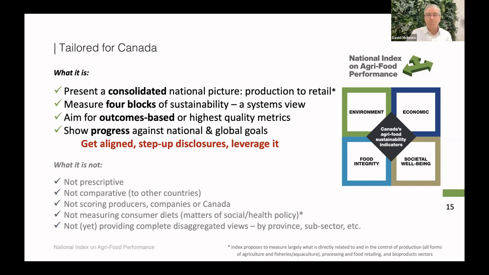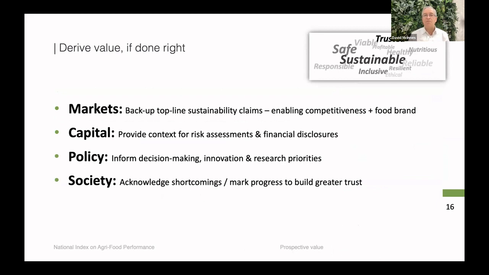So that's the overview. But if it's done right, having better data and benchmarking and being transparent and credible is a way to provide value, whether to the marketplace in terms of backing up sustainability claims, which is important for competitiveness in the Canada food brand. If you think of that map I showed earlier, it's also useful in the capital markets to help provide greater context for risk assessments. It may also be useful to inform policy decisions, innovation and research priorities, and for society, by acknowledging shortcomings and being transparent, this is a way to build greater trust.